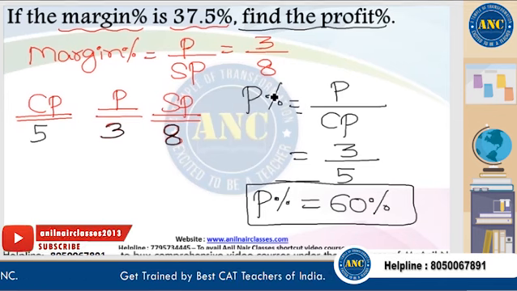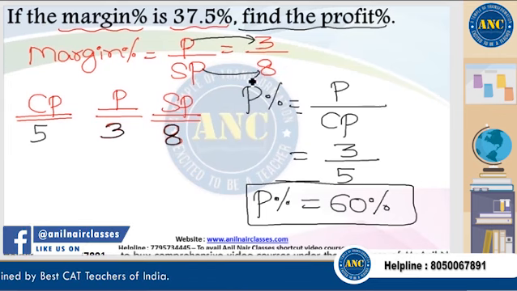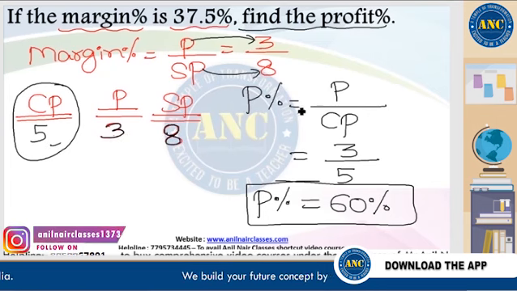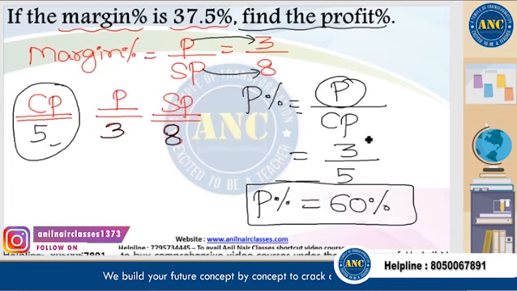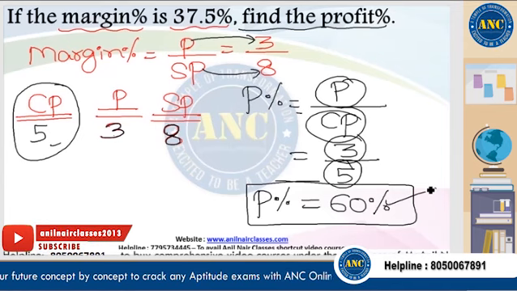Akil, please repeat. There is nothing too much to repeat, sir. Profit is 3, selling price is 8. Cost price should be 8 minus 3, which is 5. Profit percentage is 3 by 5, cost price is 5, so 3 by 5 is 60%.